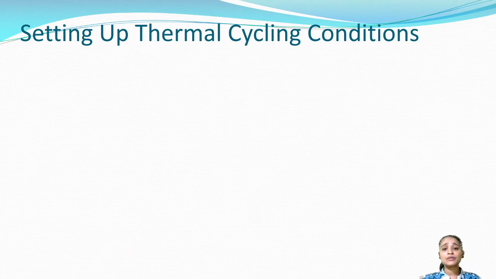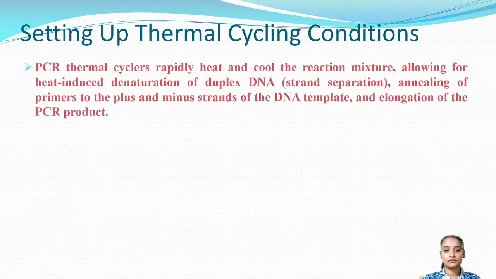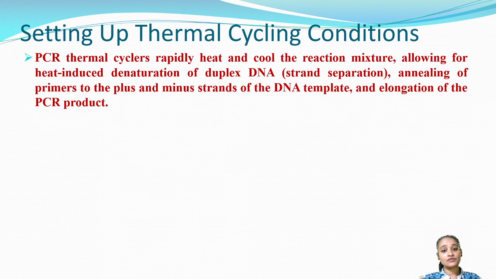Now, how to set up thermal cycling conditions? PCR thermal cyclers rapidly heat and cool the reaction mixture, which allows for the heat-induced denaturation of your duplex DNA, that is strand separation, annealing of primers to the plus and minus strand of the DNA template, that is single-stranded DNA, which has been denatured in the denaturation step, and elongation of the PCR product.